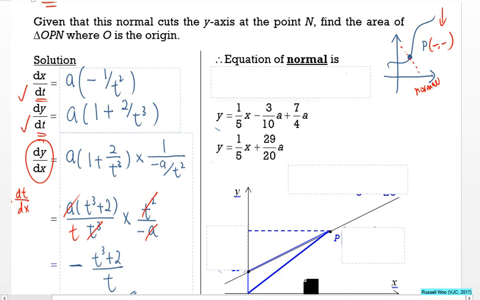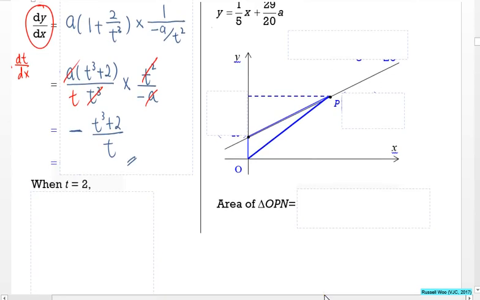If I know the t, I will know the gradient of the tangent. Correct? Now, at t equals 2, I substitute t equals 2, and I get the gradient of the tangent. You clear?